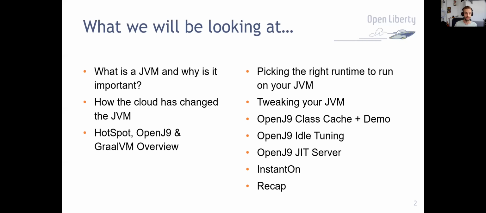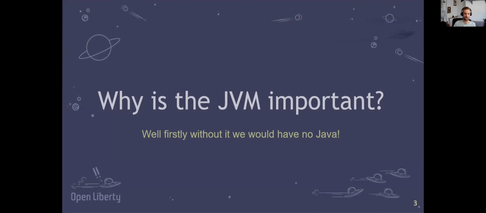We're going to be looking at essentially what a JVM is and why it's important, how the cloud has changed the JVM over the years. We'll look at the main JVMs that people use, things like HotSpot, OpenJ9, Graal, etc. We'll move on to picking the right runtime and why that is important. Then this is where Richard will take over. He'll talk about the OpenJ9 class cache, what that is, and hopefully if we have time, a demo, a little bit on idle tuning and the JIT server, and then some new technologies that might come and help us in the future, and then a small recap with some links at the end to some of our content. So let's get started.